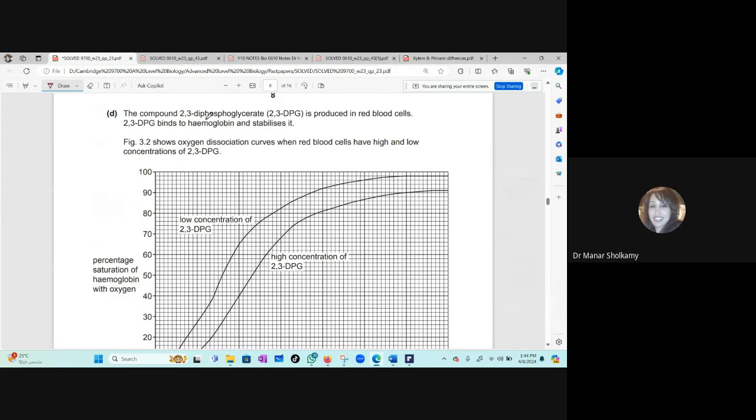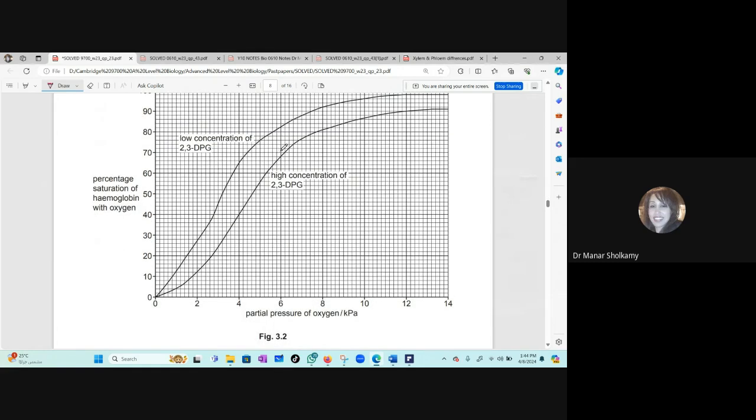Okay, graphs. This compound is produced in red blood cells, and this compound binds to hemoglobin and it will stabilize it. Figure 3.2 shows oxygen dissociation curves when the red blood cells have high and low concentrations of this compound. Now, obviously, when you have a high concentration of this compound, what does it do to the curve? The curve goes up or down? Why aren't you answering? You're simply telling me what you see. When this compound binds to the red blood cell, what does it do to the curve?